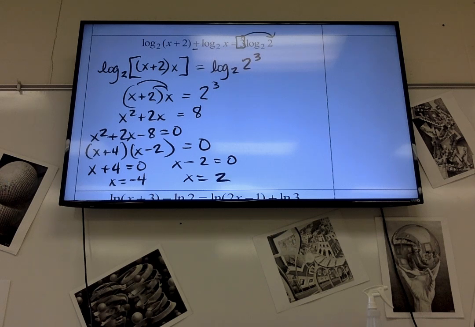Now we just have to plug them in and make sure you're not taking the log of a negative. If I plug in negative 4, boom, that very first one is going to be the log base 2 of negative 2. So it cannot be this one. If I plug in 2, I get the log base 2 of 4, log base 2 of 2, we're good. Those are both positive, so it's going to work out just fine. That's the only reason we need to check it, so that we don't find any logs of negatives.